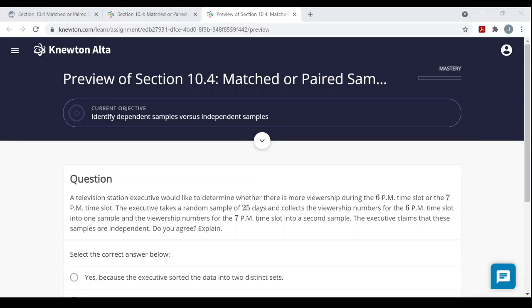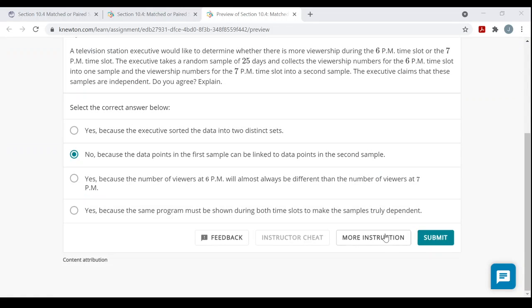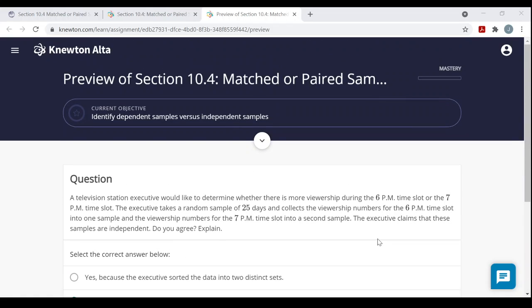So let's take a look at this first question. Again, if you want to see more about the topic, just click on more instruction here. I've already answered it, sorry. Click on more instruction and look at their notes, their examples, their videos. Hopefully those help you.